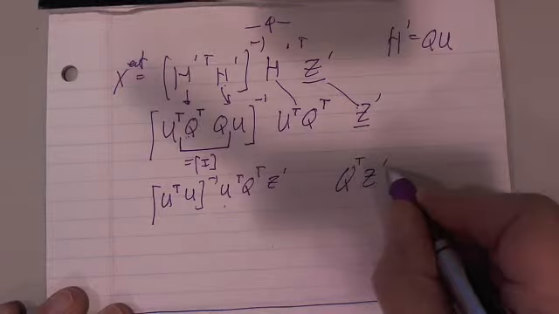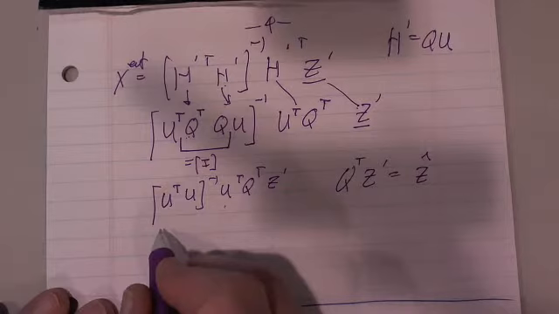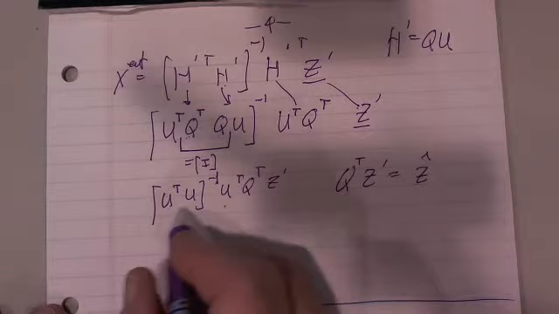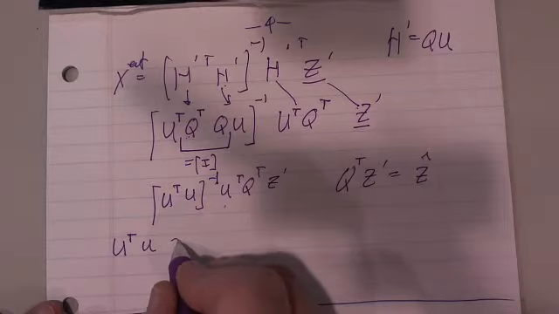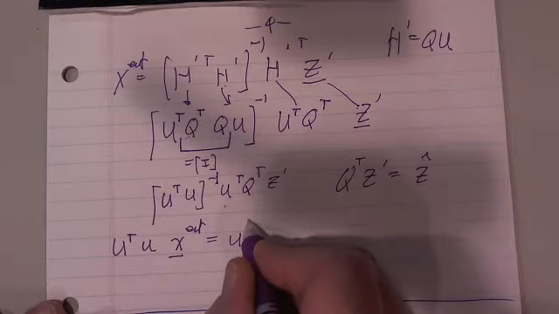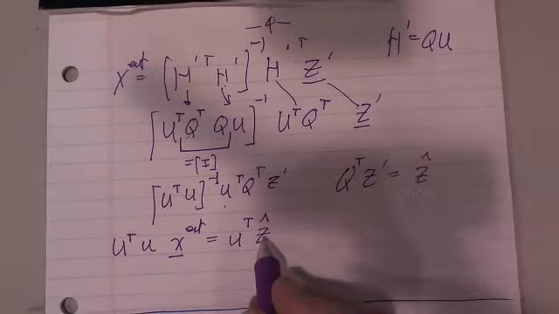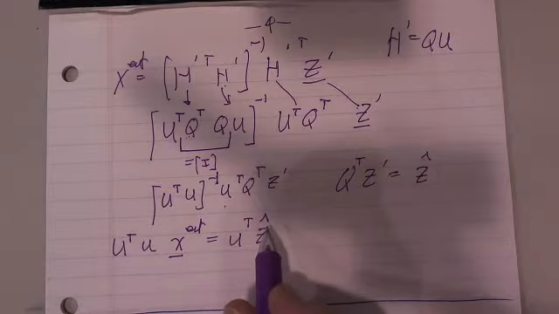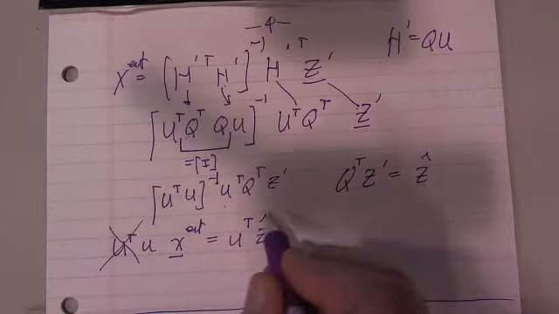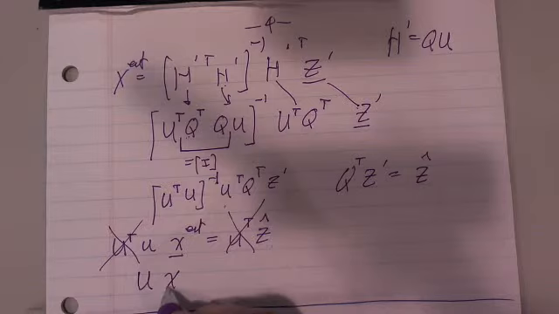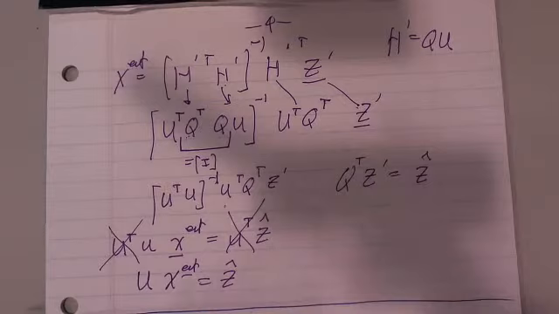Okay, so now I'm going to take this inverse here and move it over to the other side so that I have U transpose U times X estimate is simply equal to U transpose Z hat, or tilde, sometimes that's called a tilde. So I've simplified it down to this part, but notice that now I have U transpose on both sides. So therefore, U X estimate is equal to Z hat. Well, and this is in a very nice form.